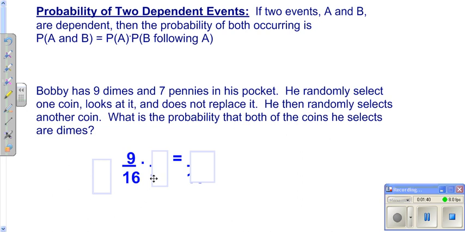Now he's drawing a second one. He only has 8 dimes left in there to choose from. And since he still has that one coin in his hand, there's only 15 coins left in his pocket. So now we can multiply across the top, multiply across the bottom, we get 3/10.